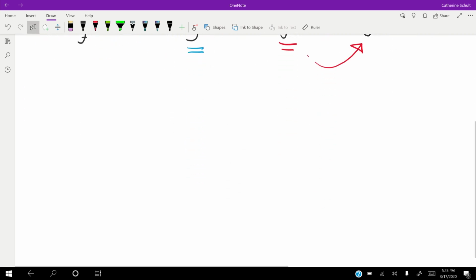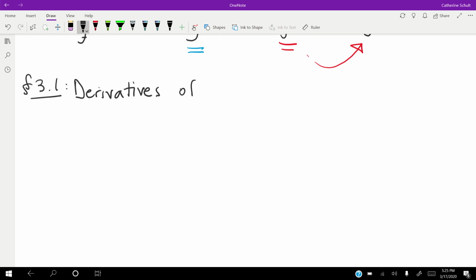All right. So now let's officially begin section 3.1. All right, and then this is called derivatives of polynomials and exponential functions.